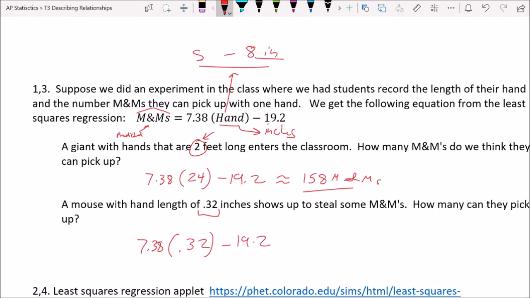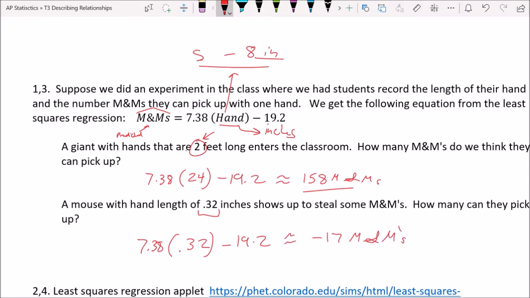Now, aside from the obvious issue here that a mouse is not a human, I totally get that, but I didn't have an infant or whatever to use. So let's use the mouse. 7.38 times 0.32 minus 19.2. And the mathematics says that the mouse can pick up about negative 17 M&Ms.